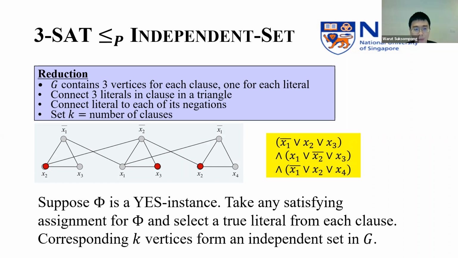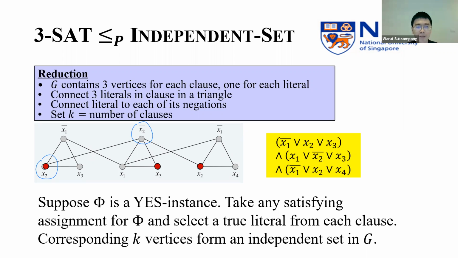Now we claim that the corresponding k vertices must form an independent set in the graph. Why is that? Well, first, we only pick one vertex from each triangle, from each clause. So no two of these vertices will be connected by the edge of one triangle because they belong to different triangles. And can it be that we select x2 here and we also select x2 bar here? It cannot, right? Because if we select both x2 and x2 bar, that would mean that we set x2 to true, and we also set x2 bar to true. And that's a contradiction. We cannot set both of these to true.